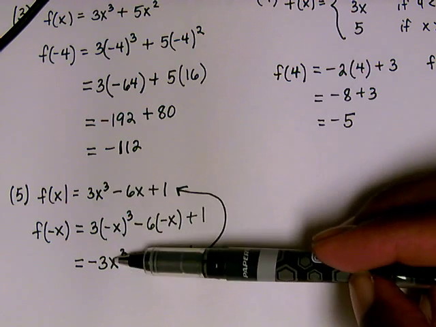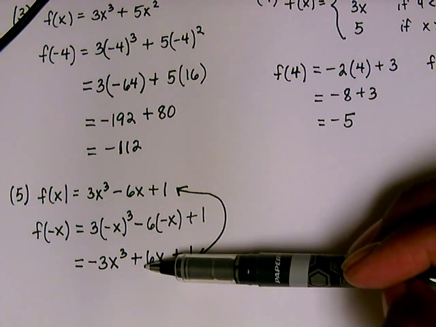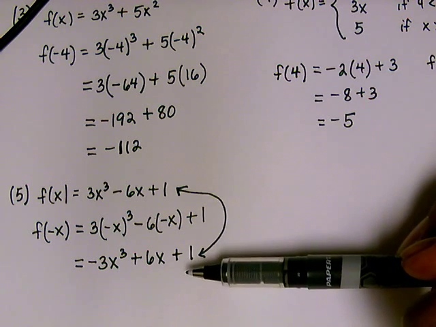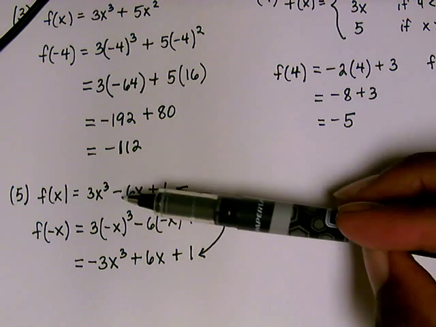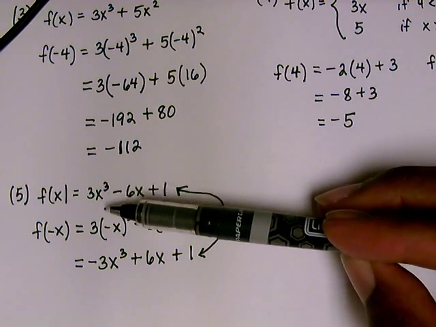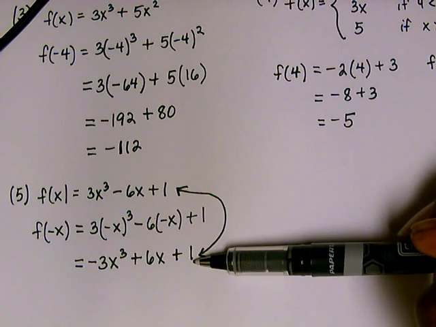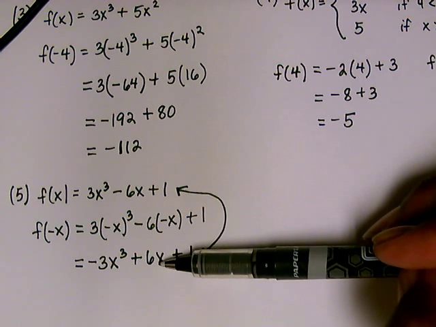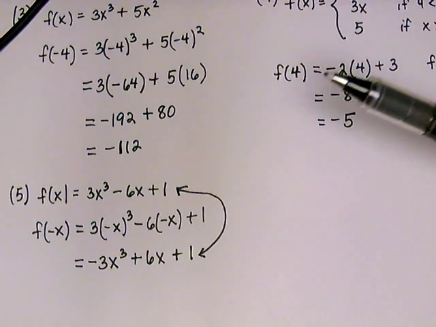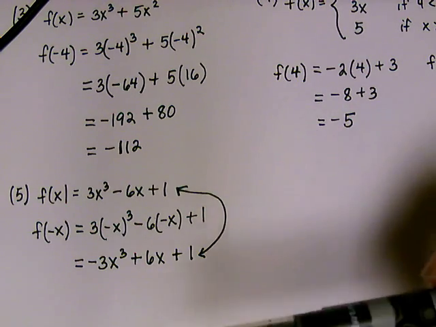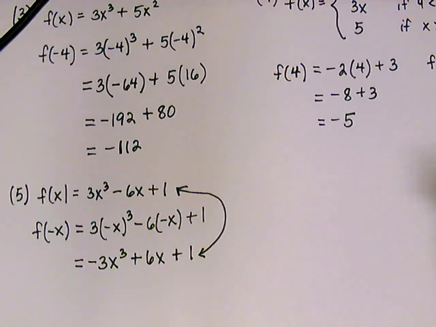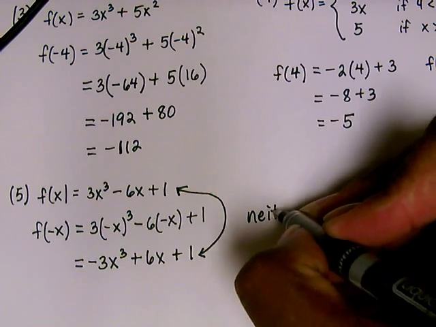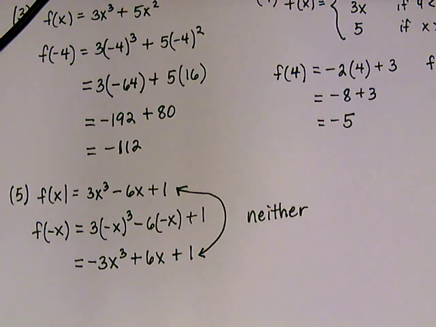Notice only the first and the second term changed to the opposite sign. That last term of a plus 1 did not. It stayed the same. So we cannot say that it's odd because each term in that f of x must change to the opposite sign, and only the first 2 terms change to the opposite sign. It's not even because I didn't get the original function back after replacing the x with negative x. So in this case, the answer for that will have to be neither odd nor even.